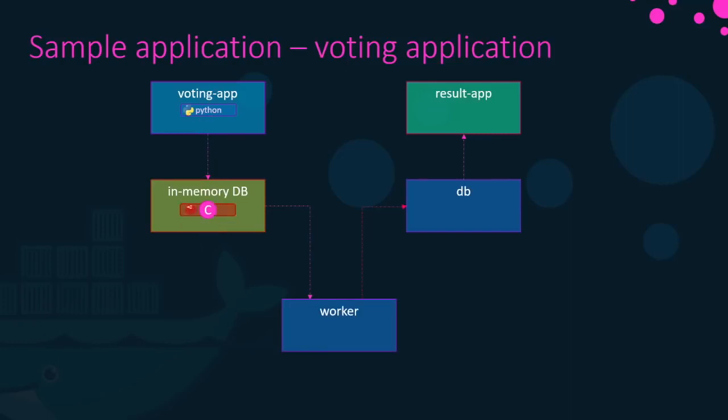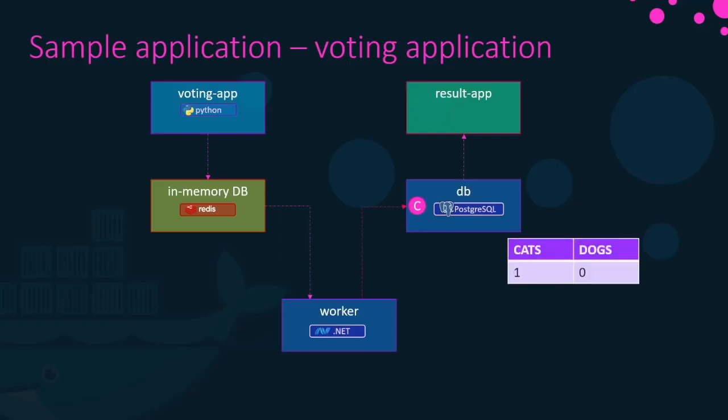This vote is then processed by the worker, which is an application written in .NET. The worker application takes the new vote and updates the persistent database, which is a PostgreSQL in our case. The PostgreSQL simply has a table with the number of votes for each category, cats and dogs. In this case, it increments the number of votes for cats as our vote was for cats.